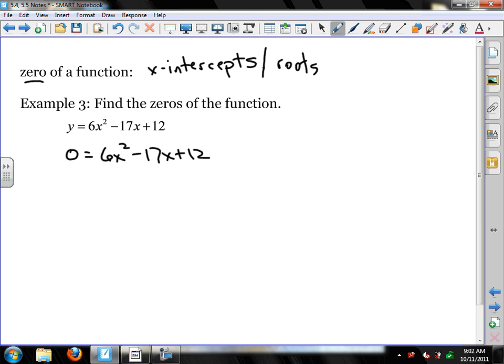I don't see a common term I can take out, so there's nothing I can do to simplify the problem there. So let's do 6 times 12 is 72. How about the numbers that multiply to 72 and add up to negative 17? 9 and 8, negatives on both of them, so they add to negative 17. 3x out of the first two. Negative 4 out of the last two.